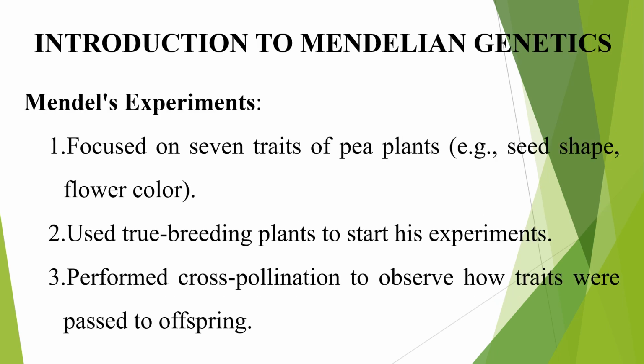Mendel's experiments. 1. Focused on 7 traits of pea plants. Example, seed shape, flower color. 2. Used true breeding plants to start his experiments. 3. Performed cross-pollination to observe how traits were passed to offspring.